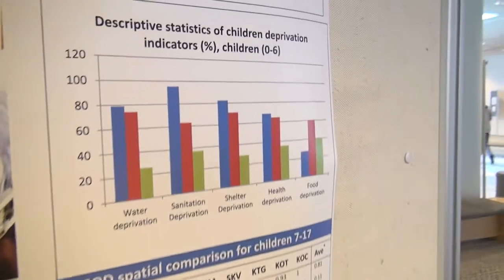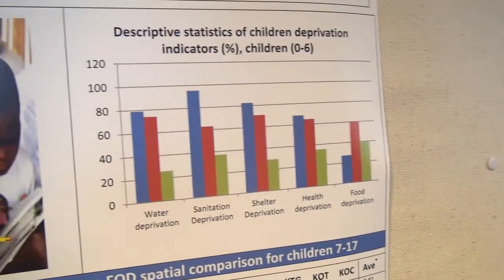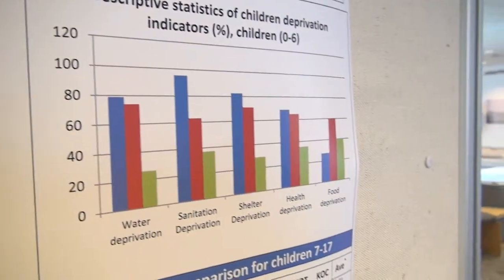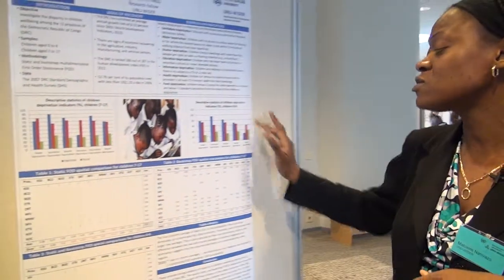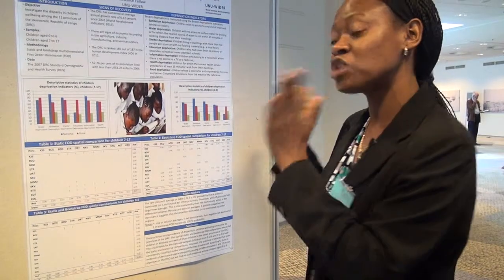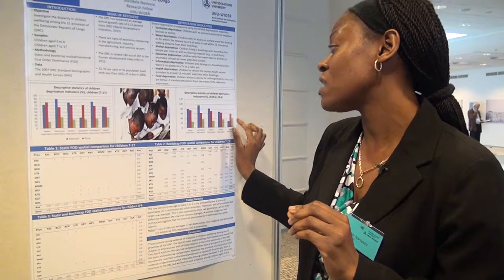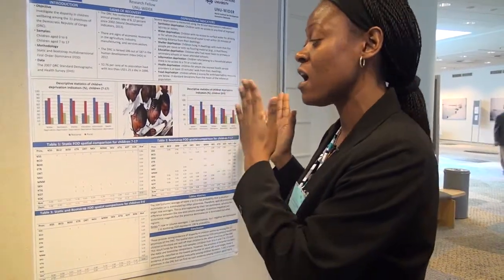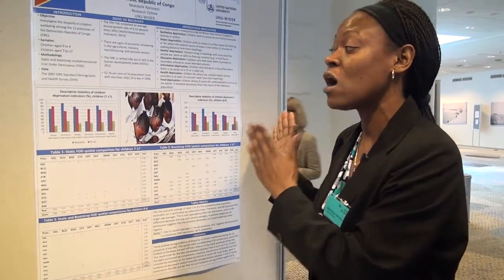For the children of 0 to 6, we have looked at the basic needs for them, again based on the Bristol indicators. For them, we have chosen water, sanitation, shelter, health, and food deprivation. The food deprivation is a composite index of stunting, wasting, and underweight. We have chosen to put it as an index because only 4,000 of these children were selected for the anthropometric measure, so we could not have a really high share of these children from 0 to 6. That's why we had to divide the sample size.